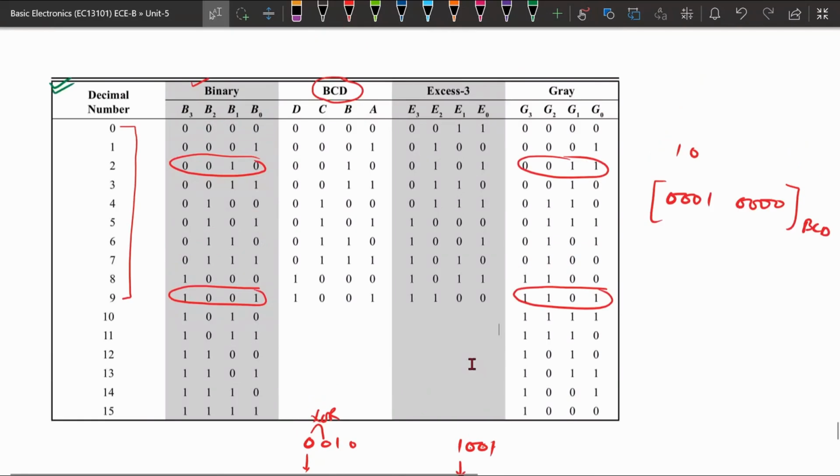So this is all about the different codes that are used in the case of binary. Binary is represented either in BCD, XS3 or gray codes. We can represent it like that.